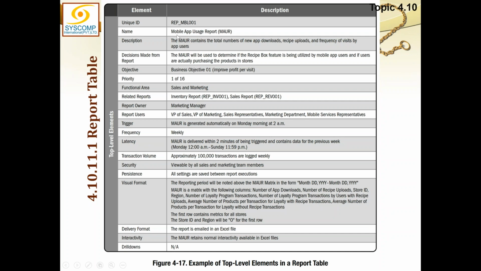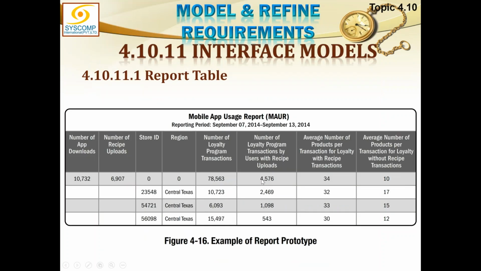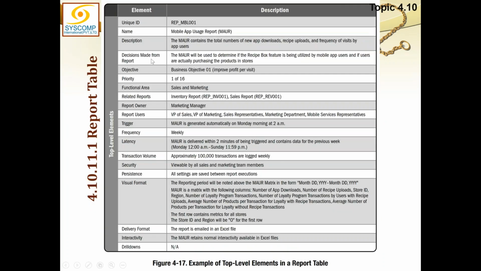What is the name you have given to this report? Provide that name. Provide a brief description for this report. All of this data need not be shown in the actual report. Some of the items will be, like you see on top, we have shown mobile application usage report, MAUR. So this is the name of the report. The description is not given here; it is given in the details. Then, what are the decisions made from this report? This format you can use for creating any report. So first you create this format, fill this in, and then you create your report.